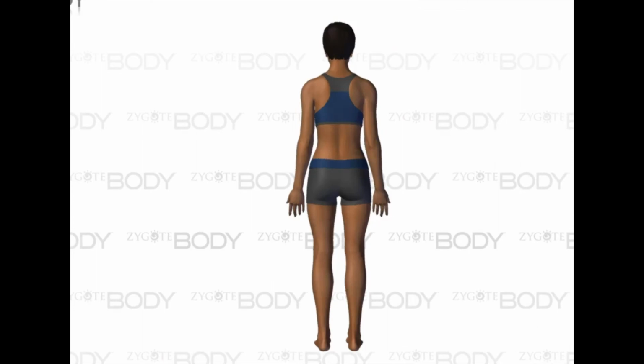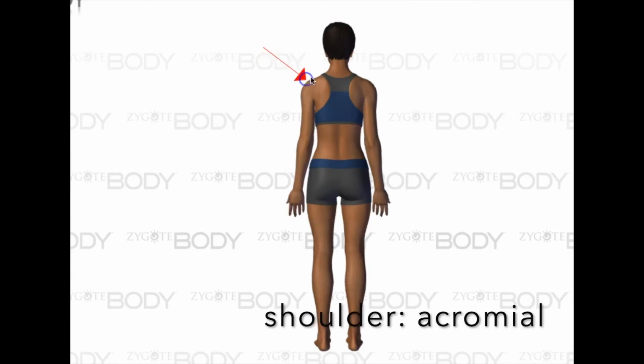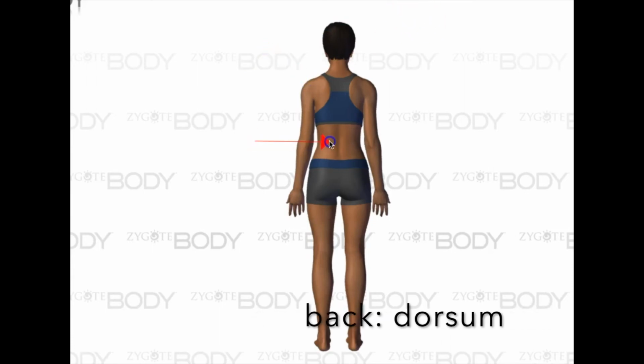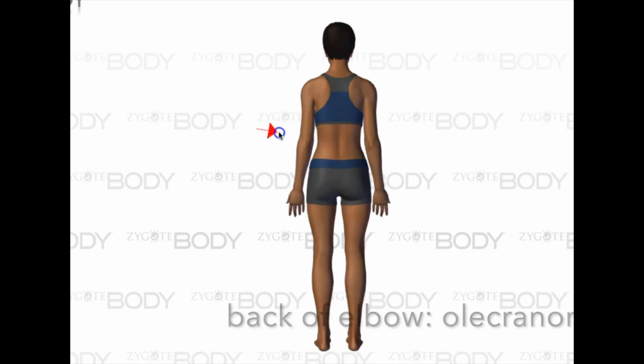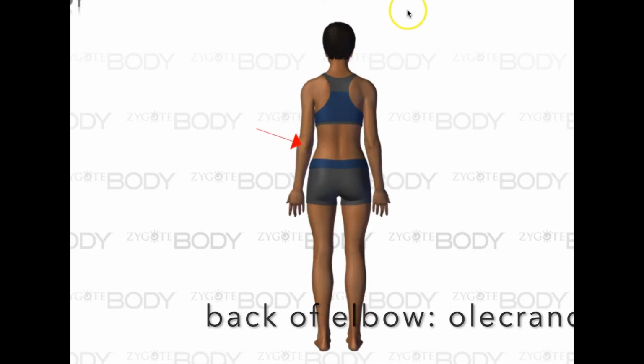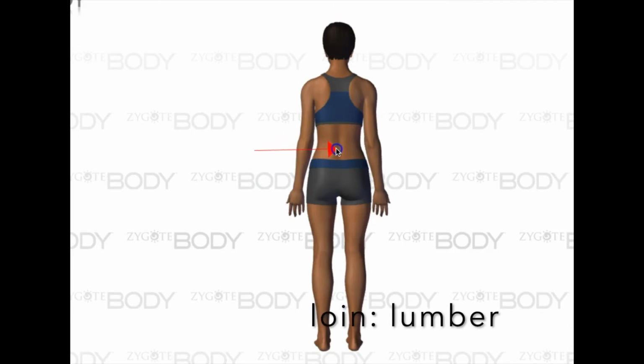Now moving on to the posterior view, we have the head, which is called the cephalon. Then we have the neck, which is called the cervices. Then we have the shoulders, which is the acromion. Then we have the back, which is called the dorsum. Then we have the arms, which is called the brachium. Then we have the back of the elbow, which is called the olecranon. Then we have the loin, which is called the lumbar. Then we have the sacral, which is called the sacrum.